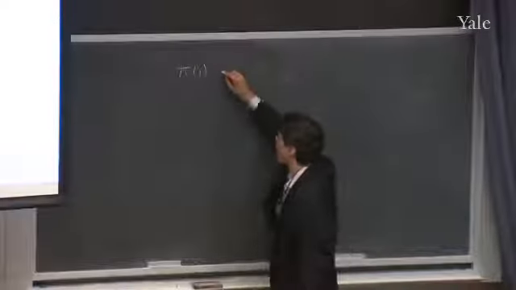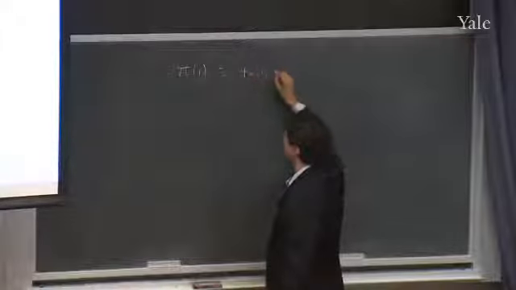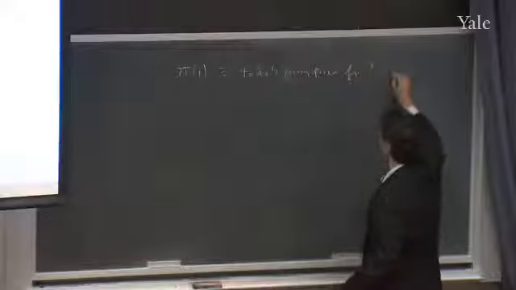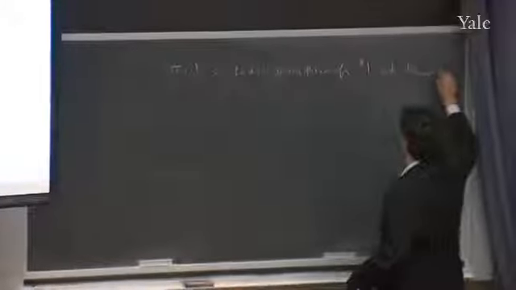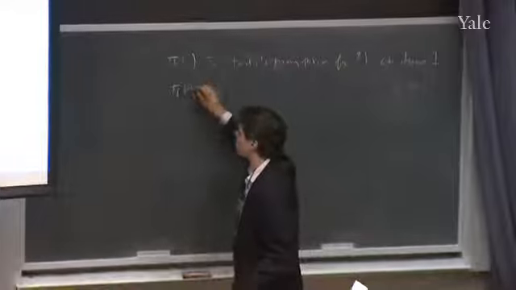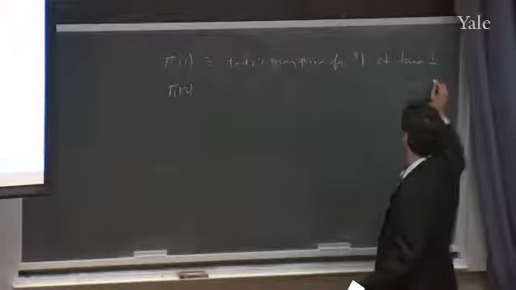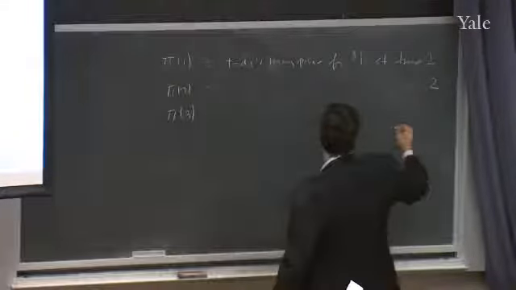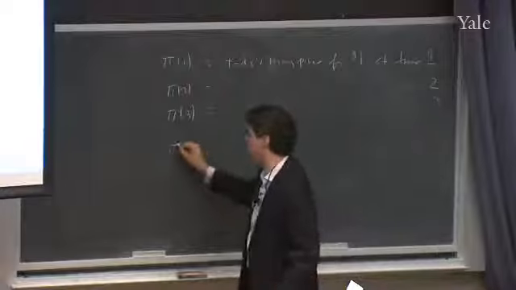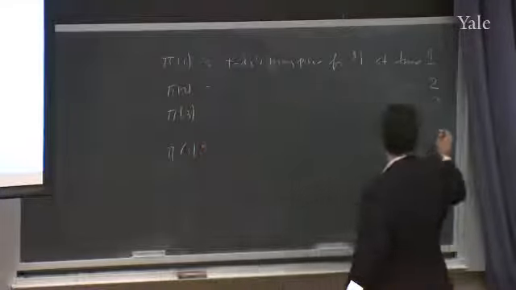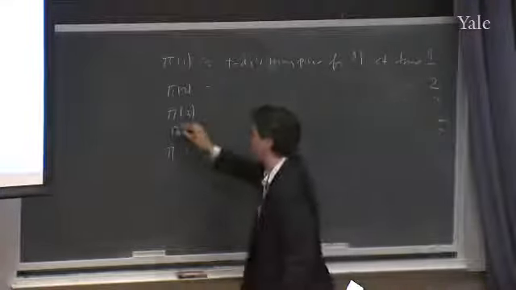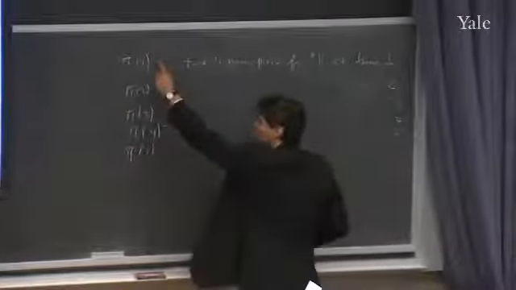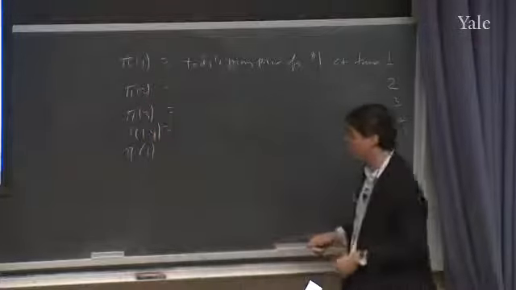So pi 1 is today's money price for $1 at time 1. Pi 2 is today's money price for $1 at time 2. Pi 3 is today's money price at time 3, and pi 5 is today's money price at time 5. Okay, now why do you want to find these things? Because once you know these things, you'd be able to value any investment.